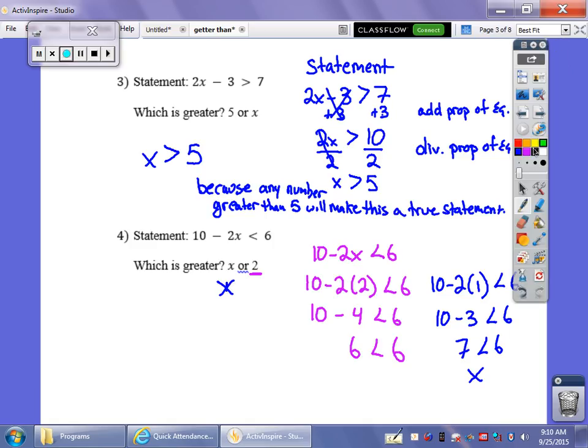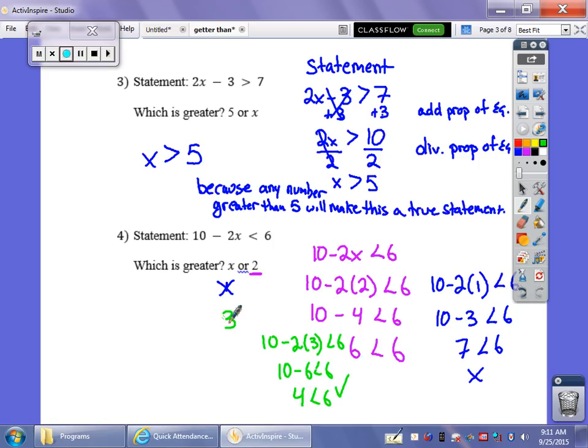So if we try, instead of 1, we try 3. Once again, we'll do the same process. 10 minus 2 times 3 is less than 6. 10 minus 6 is less than 6. That'll give us 4 is less than 6, and that's true.